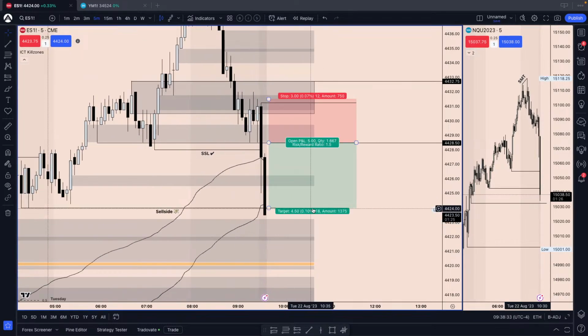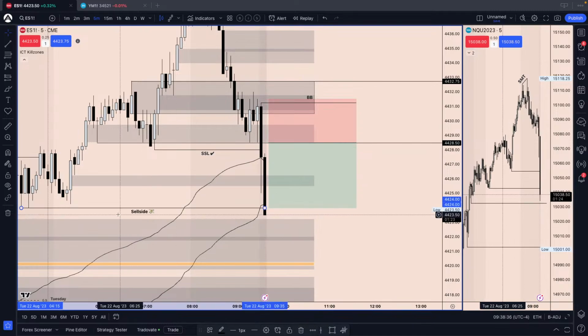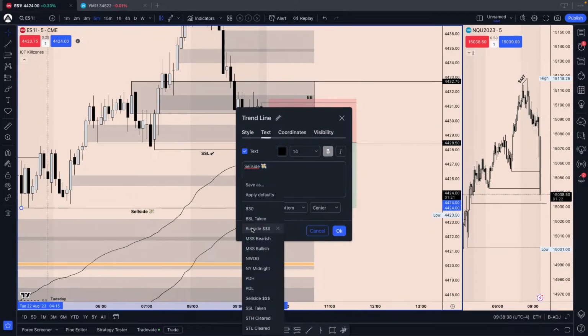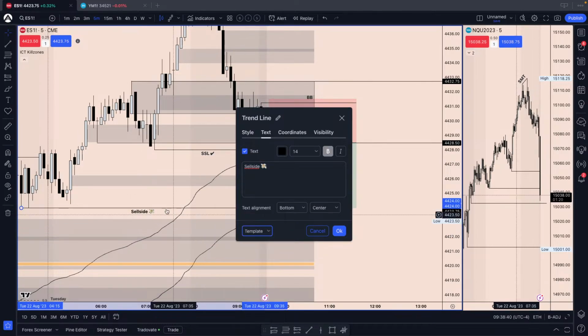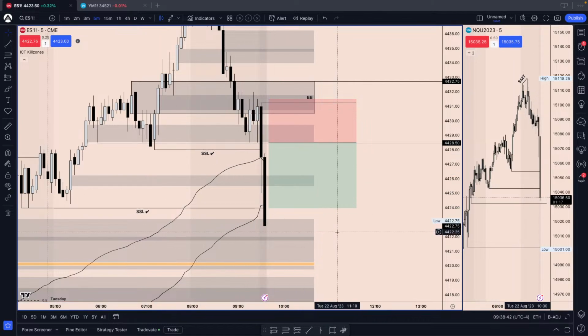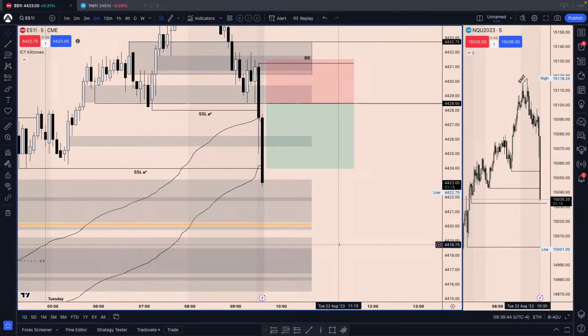Okay, we just cleared more sell side on ES as well. Didn't even get back into that inversion. Now we just keep on selling off.